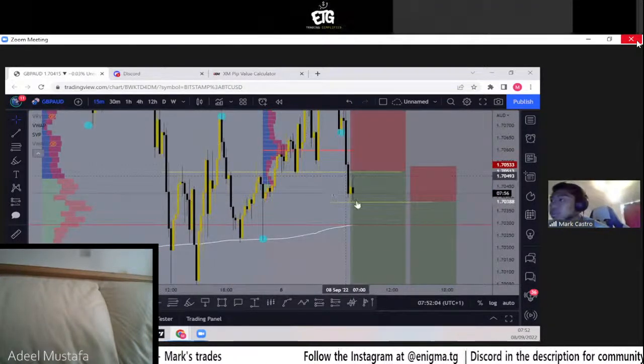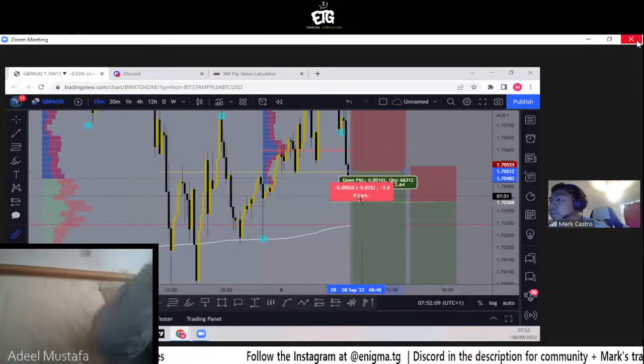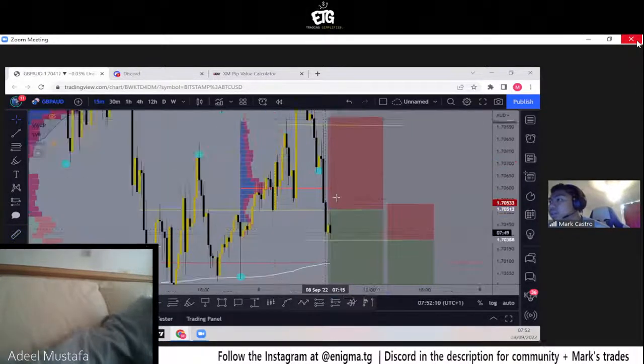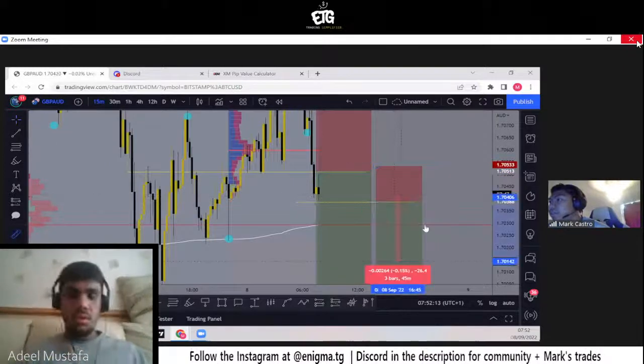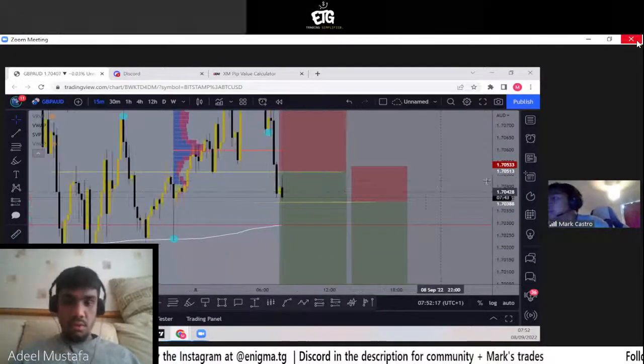Retested this level. I probably would have another scaling down here. As soon as it goes down to this level, I probably would have moved this to break even and have another trade running over here. That would have been great, but yeah, sucks a little bit.